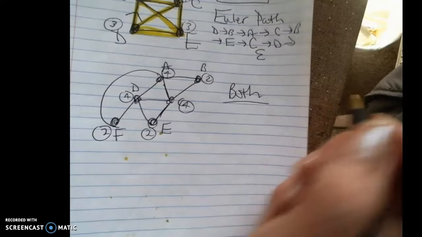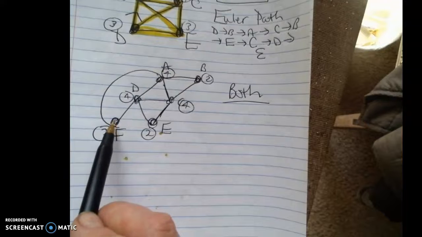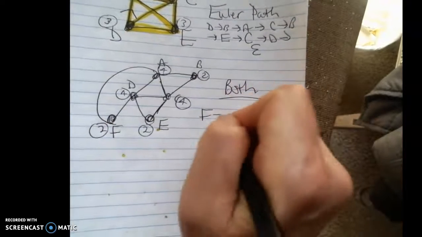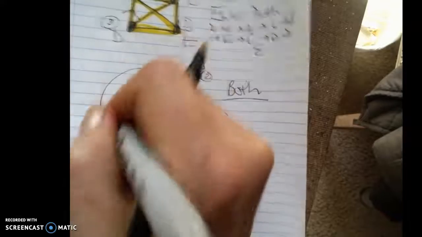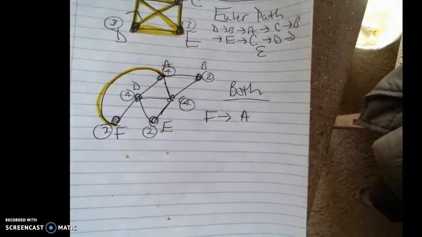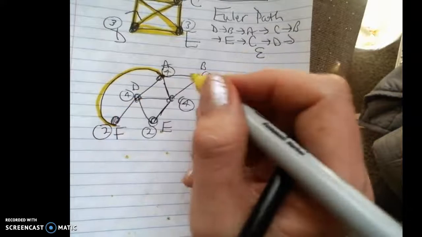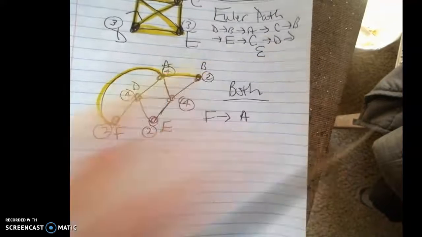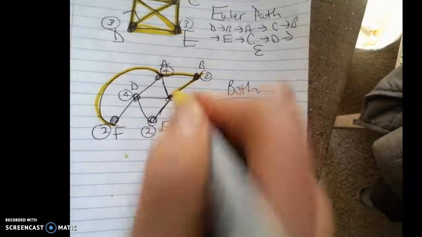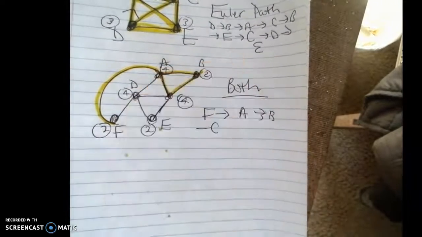All right, let's see, where do I want to start? If they tell me where I have to start, I will start there. But since I get to choose, I might pick F and see where we go from there. So if I start at F, I'm going to come over to A. And let's see, I need to save that to get back, right? So I'm going to go to B. And then I'm going to go down here to C. And then I'm going to go up to A.